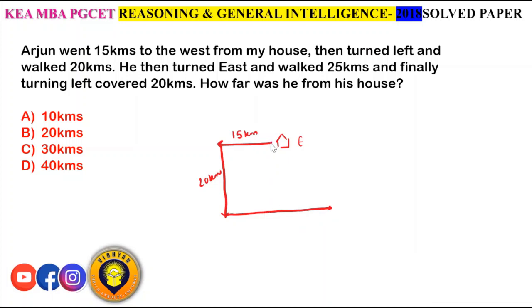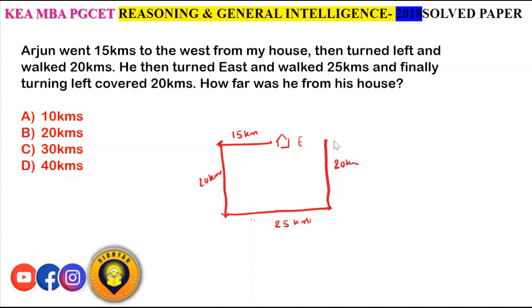So this is 15 here. On the straight line here, it will be 15 plus 10. So in total he walked 25 kilometers towards the east direction. And finally turning left, now left means he has to go to the north. So finally turning left, he covered 20 kilometers. That means parallel. So these two points are in the same plane.